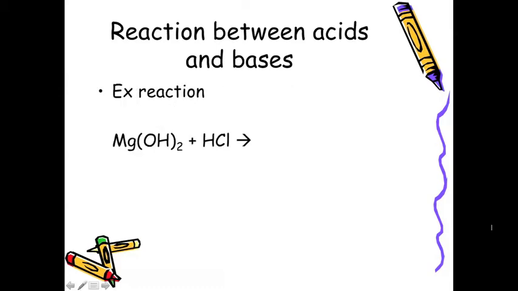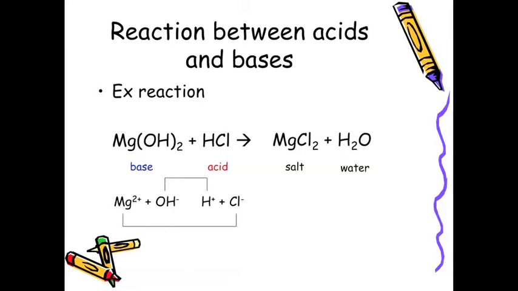Just as an example, you've got magnesium hydroxide plus hydrochloric acid here. One's the base, one's the acid. When they are in solution, the ions split apart into magnesium, hydroxide, a proton, and chlorine. Once they have split apart, they rearrange, and you get magnesium with chlorine now, and the OH and the H plus go together, making salt and water.